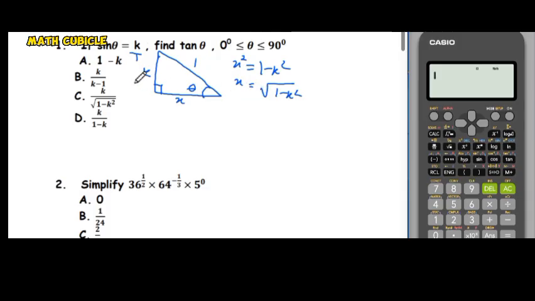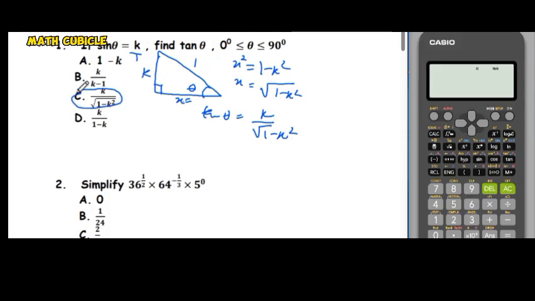So the question says, find tan theta. So tan theta is opposite over adjacent. The opposite here is k, over the adjacent, our value of x, which is root 1 minus k squared. So our answer is k over root 1 minus k squared. That's option C.